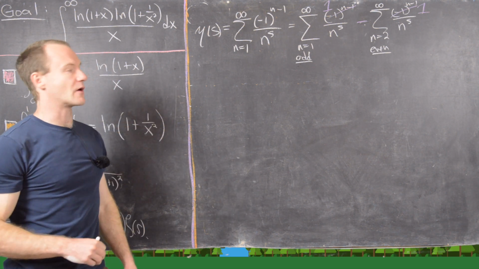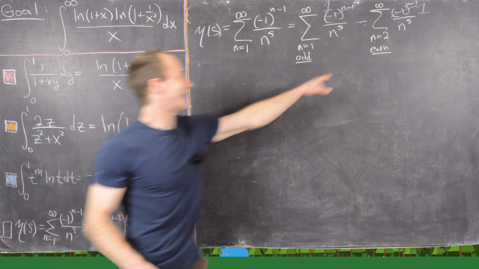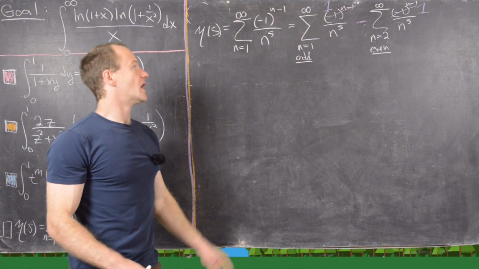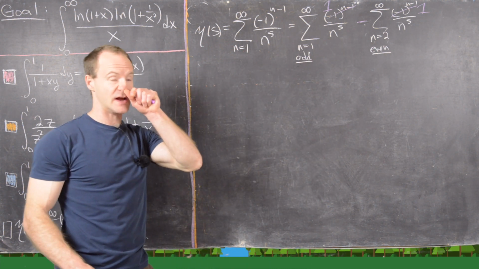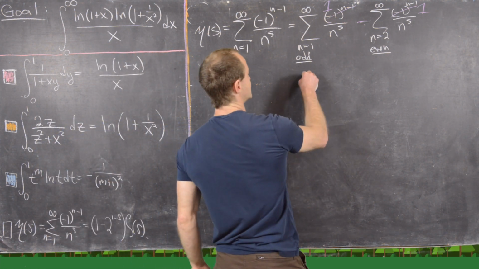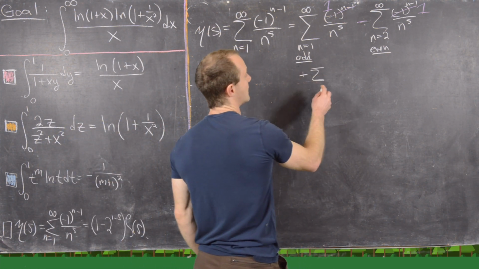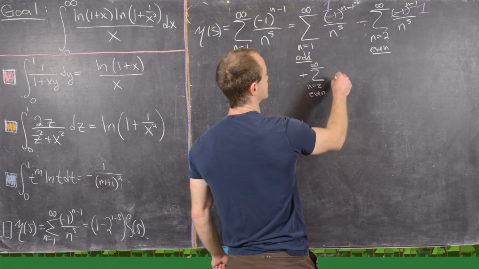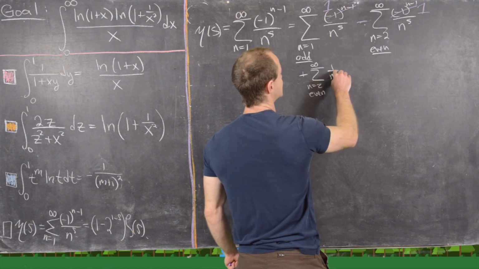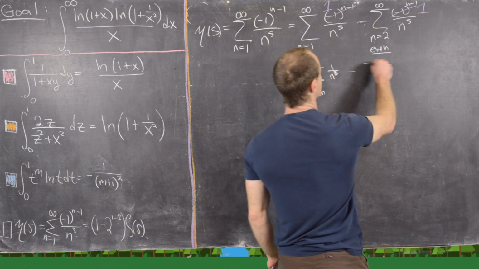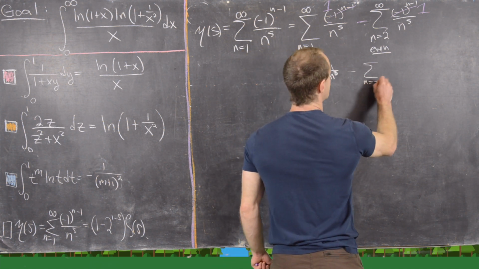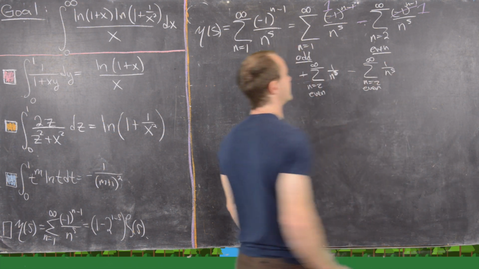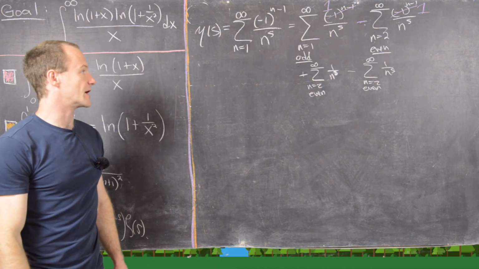Now from here, what I want to do is add and subtract this second term to this right-hand side of the equation. So in other words, I'm going to add the sum n equals 2 to infinity over the even terms of 1 over n to the s. And then I'm also going to subtract n equals 2 to infinity over the even terms of 1 over n to the s. Okay, great.